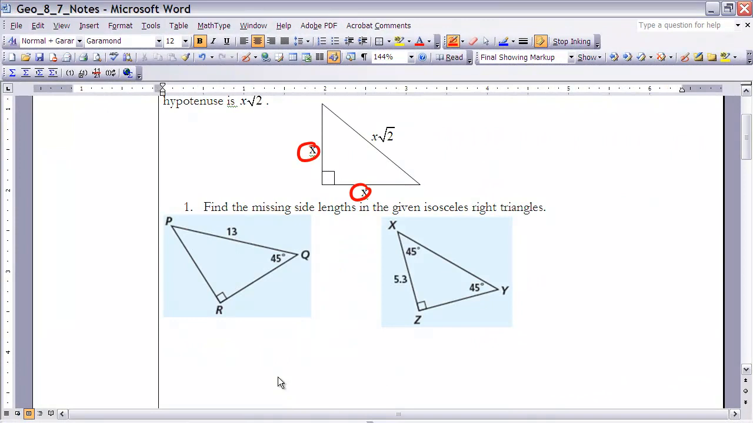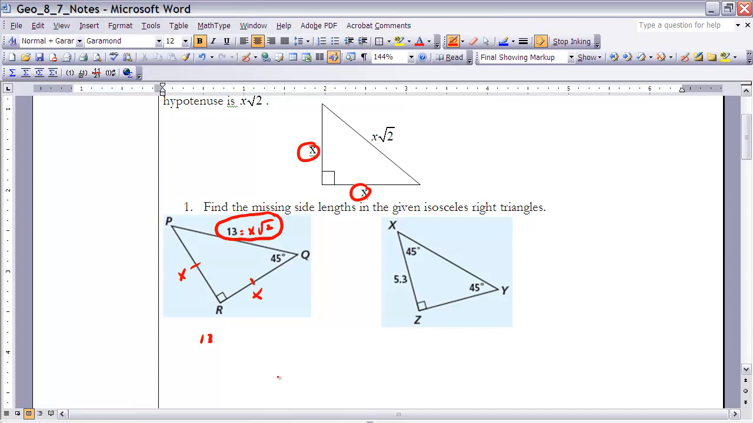So let's take a look at example 1 and see if we can apply this idea for isosceles right triangles. Example 1 says find the missing side lengths in the given isosceles right triangle. So we know these are isosceles right triangles. Therefore, if I look at this first one, I know that these two sides are equal in length. If we call these x, I know this side over here has to be x times the square root of 2. I also know that side is 13, so I can say 13 is equal to x times the square root of 2. If this is a true statement, I can solve it for x to find these sides.